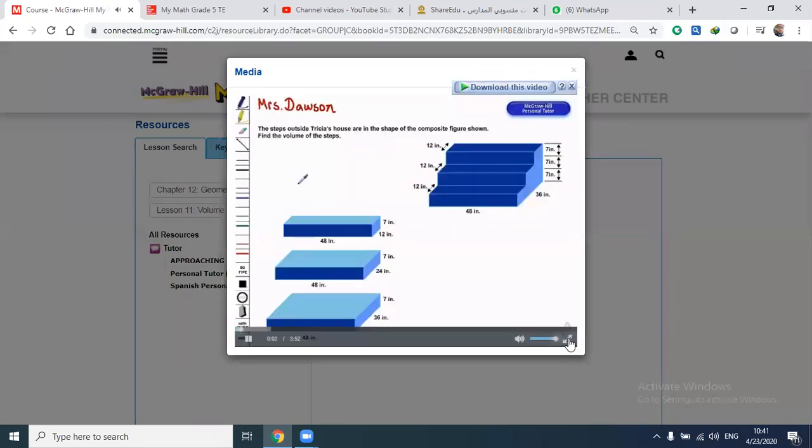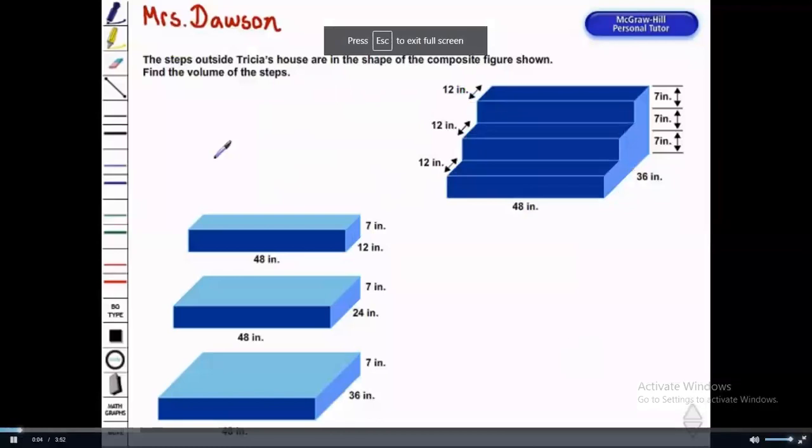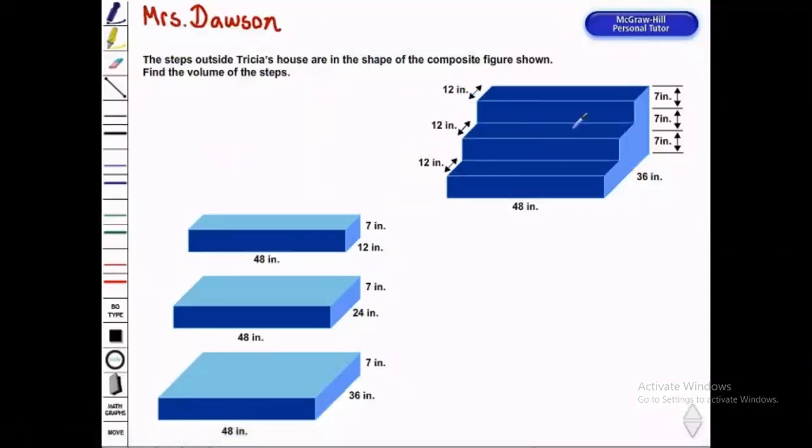This is Mrs. Dawson. The steps outside Trisha's house are in the shape of the composite figure shown. Find the volume of the steps. As you can see from the picture, the steps are 48 inches wide, 36 inches deep at the deepest part at the base, and each step is 12 inches wide. The height is 7 inches for each step, which gives us a total of 21-inch height for the 3 steps.